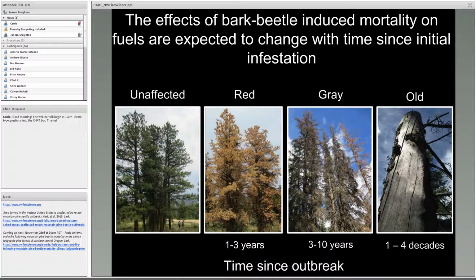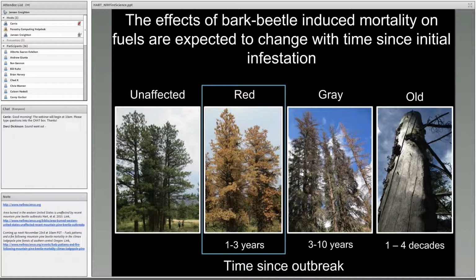So the predominant way that mountain pine beetle is expected to influence fire is through alterations to the fuels. And the effects of bark beetle-induced tree mortality are expected to change with time since initial infestation. So today I'm going to talk about 3 stages of mountain pine beetle infestation, and these should be viewed as a continuum as opposed to discrete stages. But first, trees become infested by mountain pine beetles, and the tree fades from a green color to red over the course of about a year.